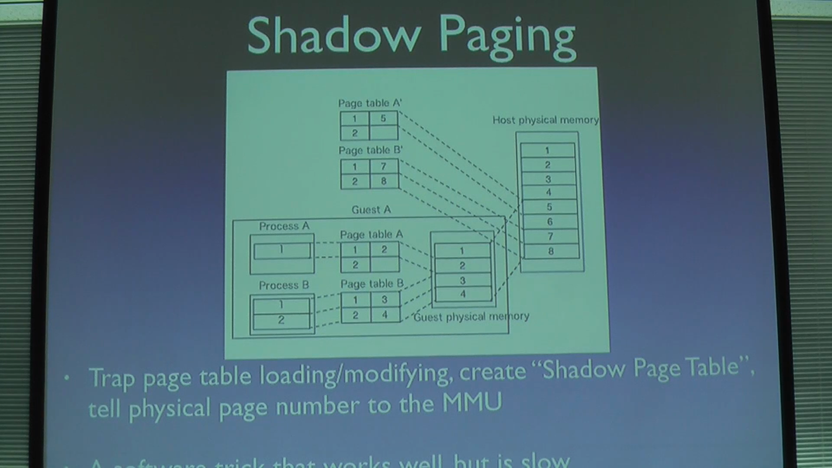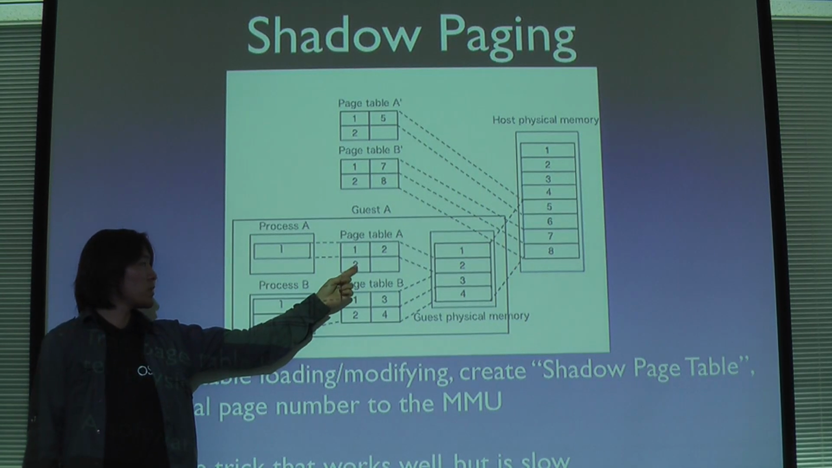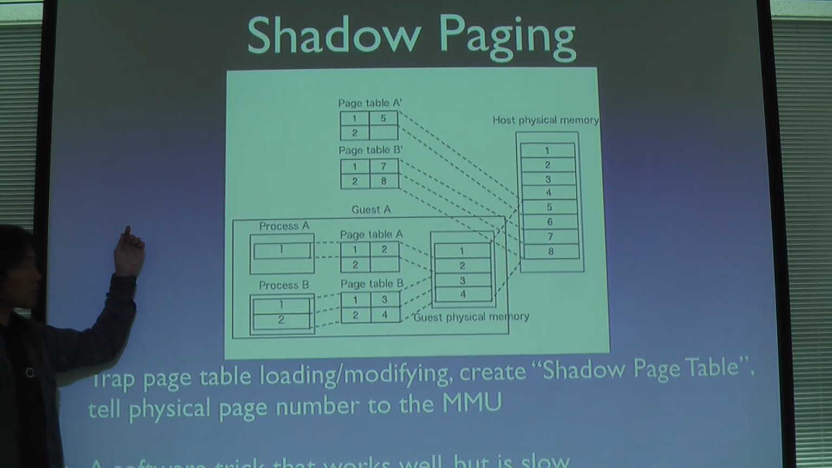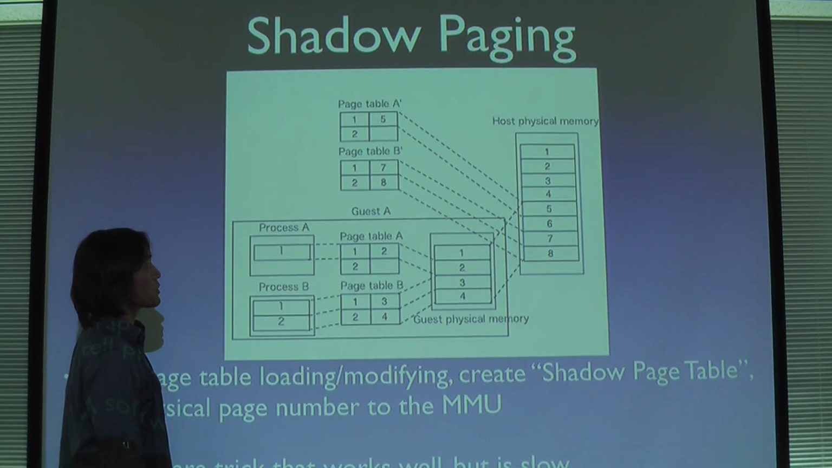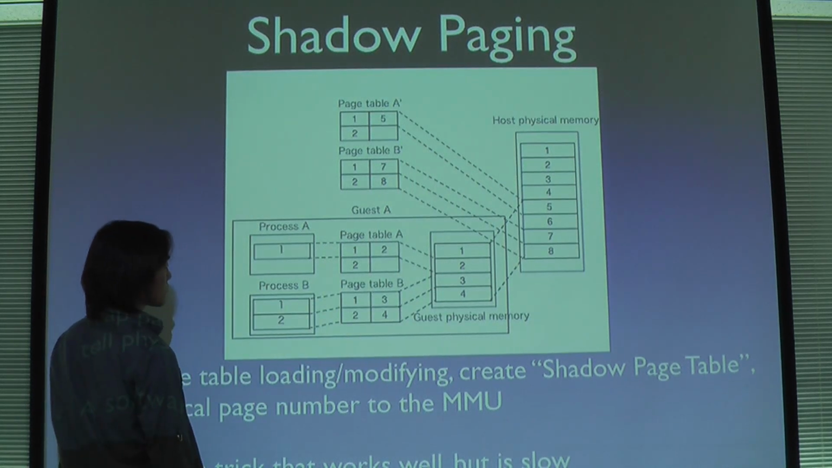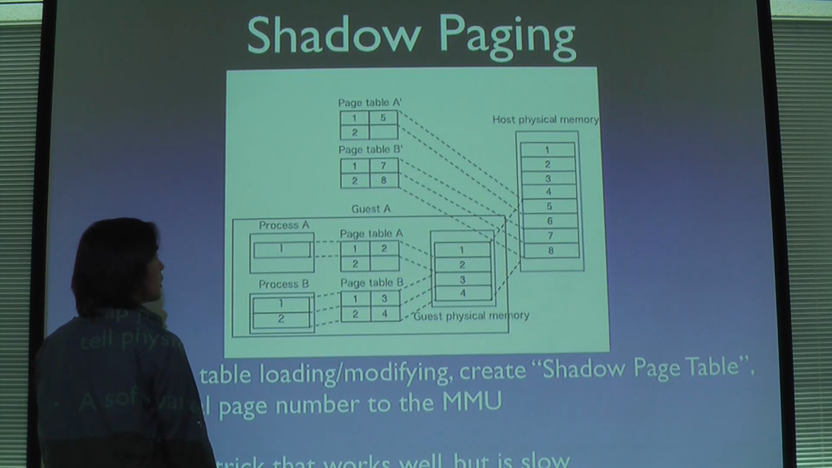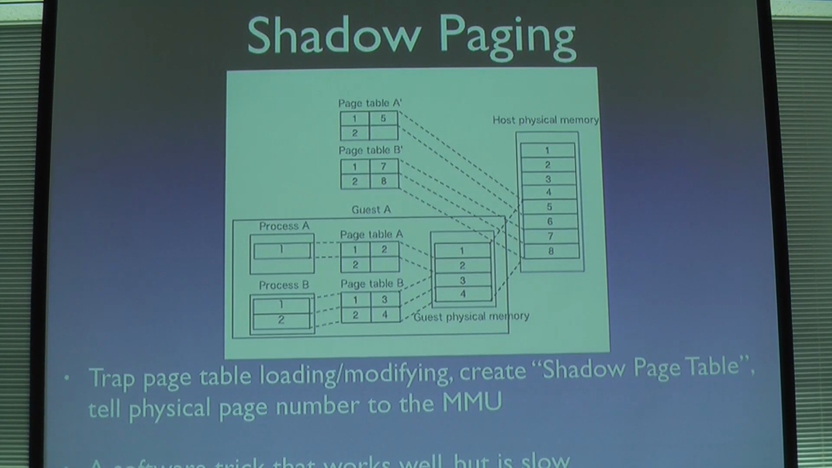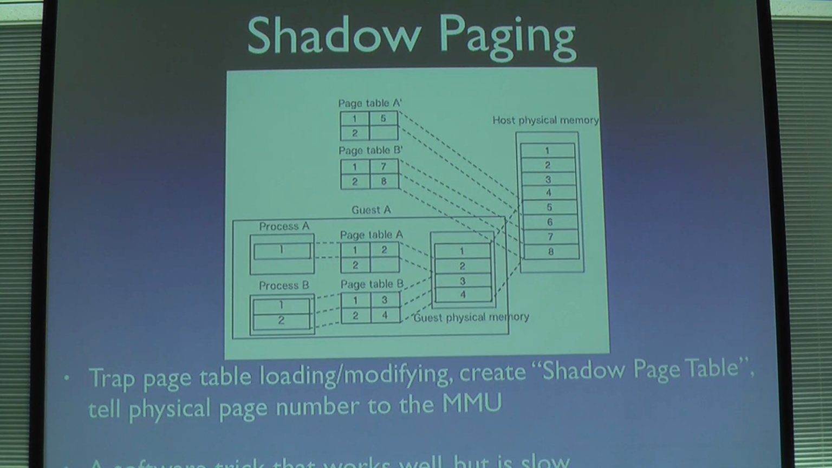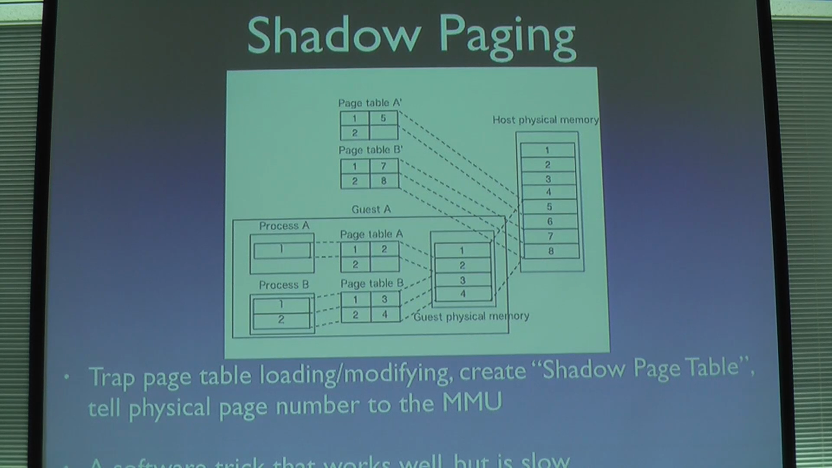So in this technique, the guest operating system thinks it is using page table A, but the hypervisor traps it and tells the CPU the page table is here, and the hypervisor changes the physical page number like this. So it should be 1 and 2, and with this, if guest OS A accesses virtual page 1, it will access physical page 5. It can be implemented in software in a hypervisor, and it works well, but it's slow.